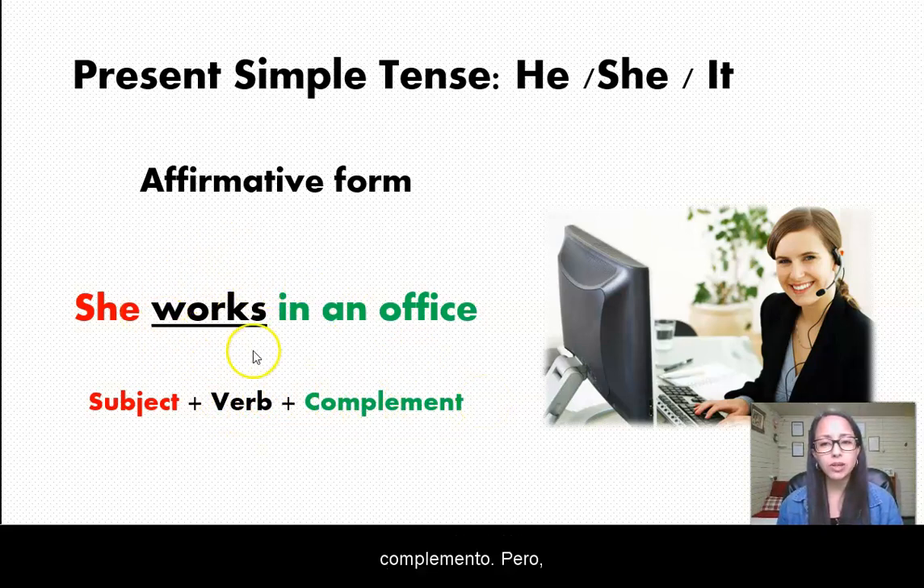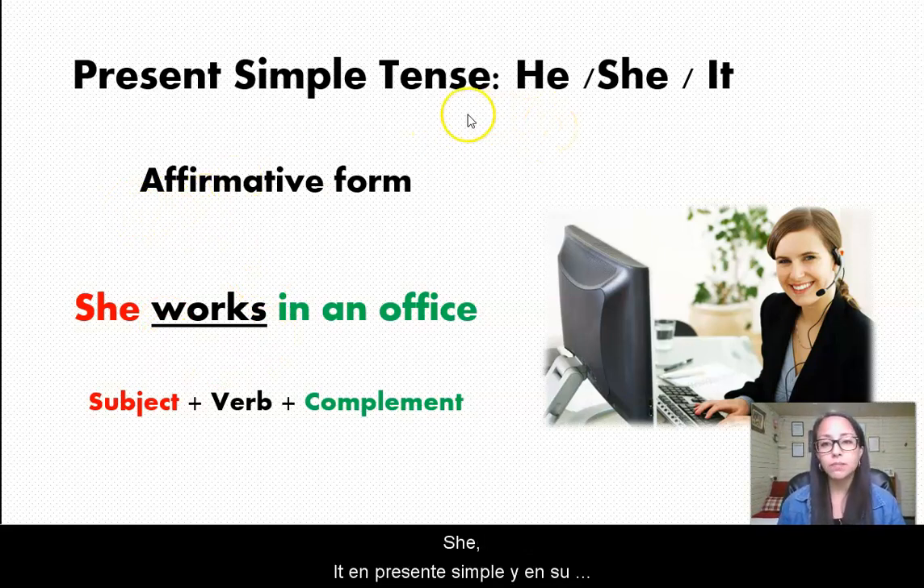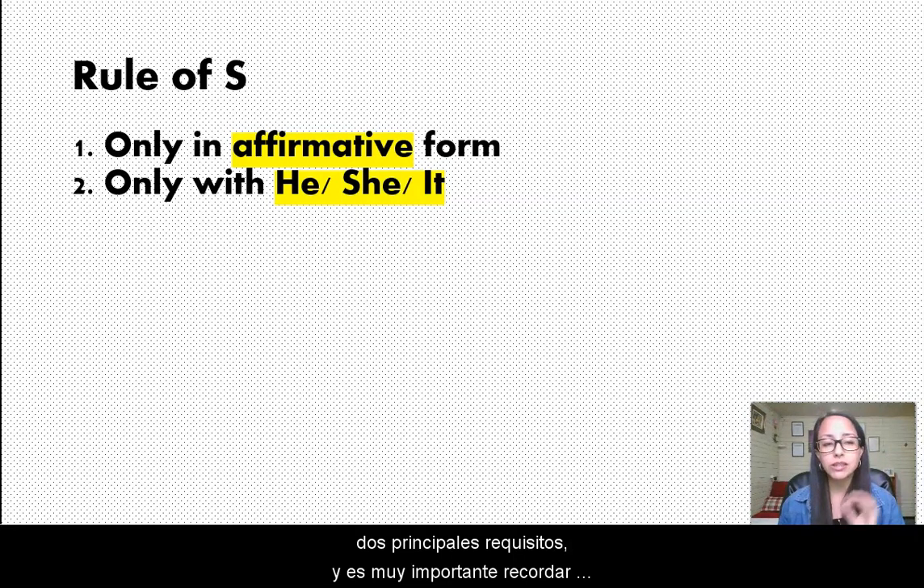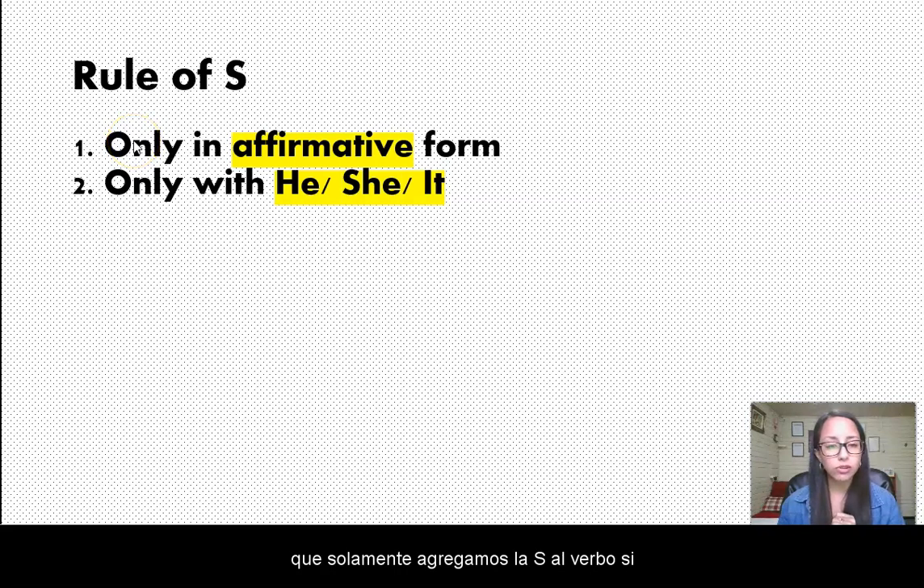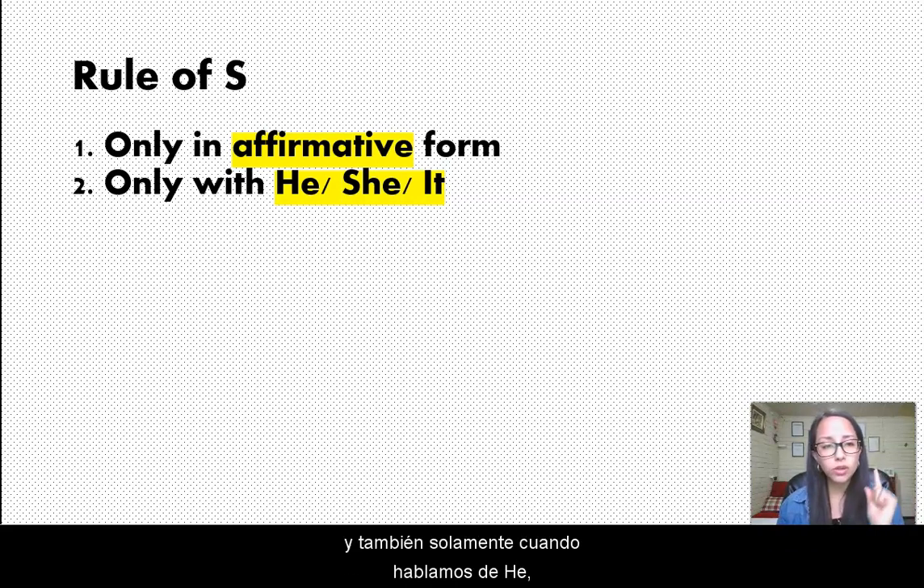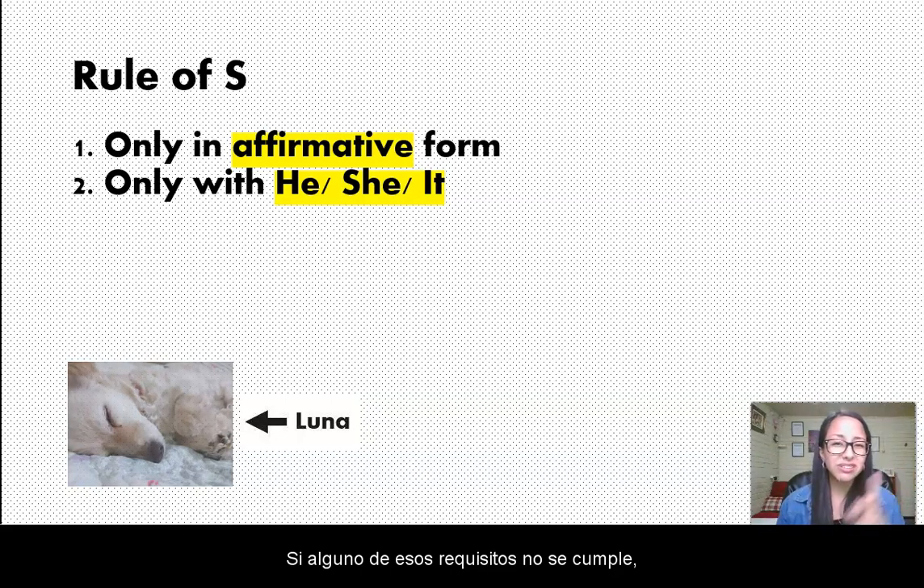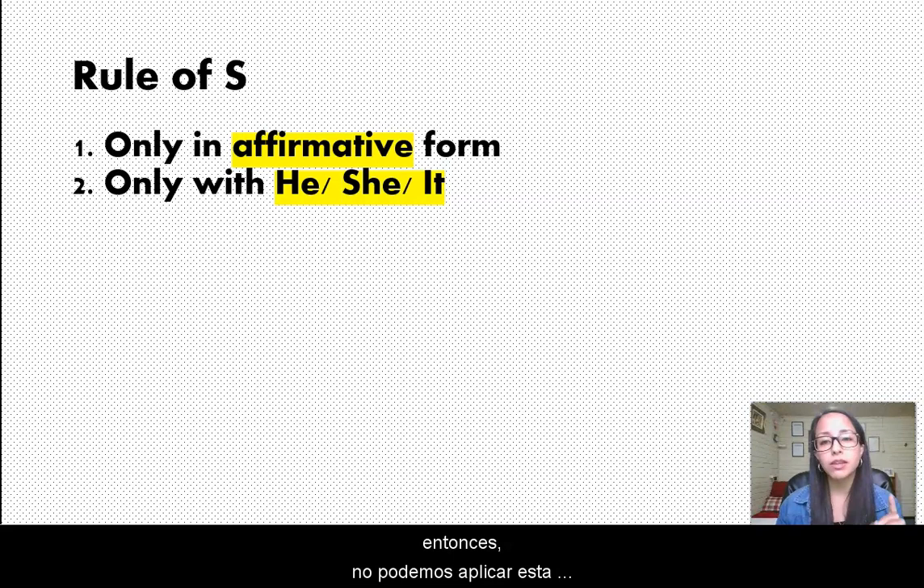But what is going to happen? Look at this example. It says she works in an office. So when we deal with he, she, or it in present simple tense and affirmative form, we have to add letter S to the verb. This rule has two main requirements, and it is very important to remember that we only add letter S to the verb if we are talking in affirmative form, and also only when we talk about he, she, or it. If one of those requirements is not fulfilled, then we cannot apply this rule.